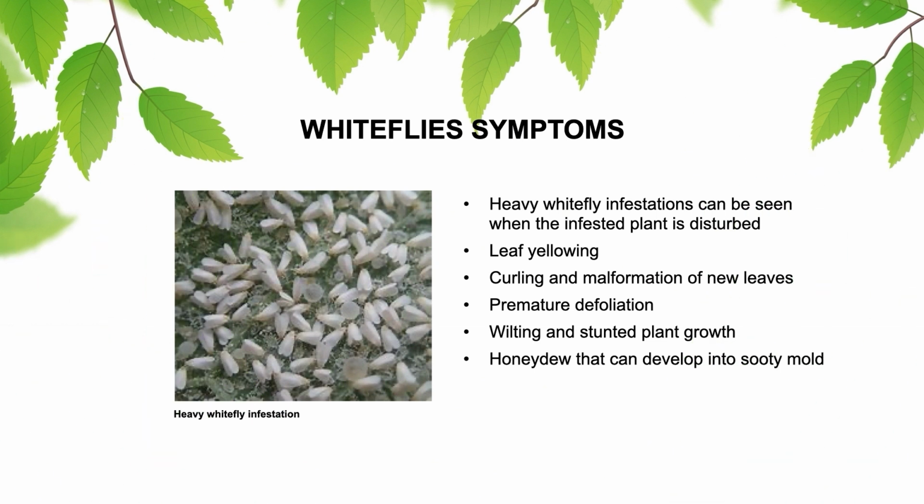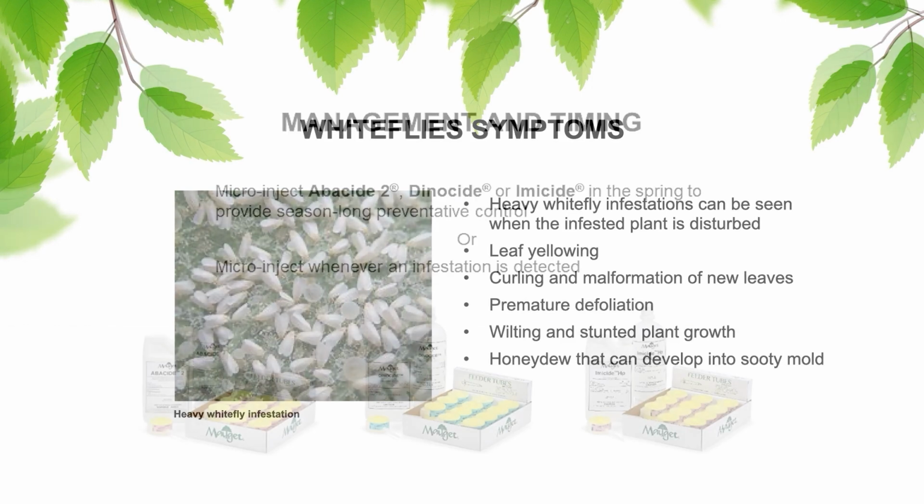Whitefly symptoms. Heavy whitefly infestations can easily be seen. They congregate on the underside of leaves and swarm in clouds when the infested plant is disturbed. Some of the other symptoms of a whitefly infestation include leaf yellowing, curling and malformation of new leaves, premature defoliation, wilting, and stunted plant growth. Whiteflies also excrete honeydew that can develop into sooty mold.